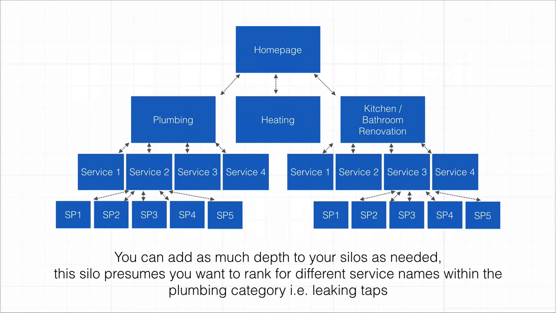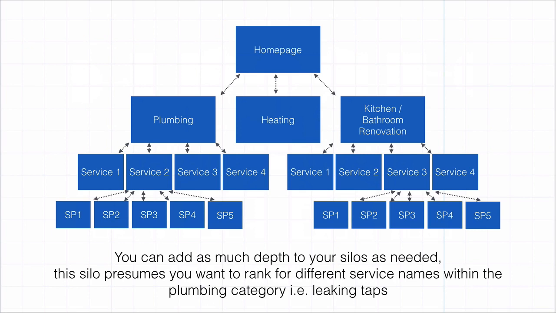Now, as an example, I put it in the text below. You can see that one of the services under plumbing could be something like leaking taps. So you could have leaking taps coming off of plumbing. Then you have around 5 supporting pages relevant to the leaking taps also. So it gives that relevancy to that topic. Hope that doesn't overcomplicate things.